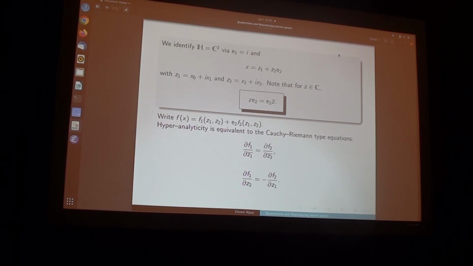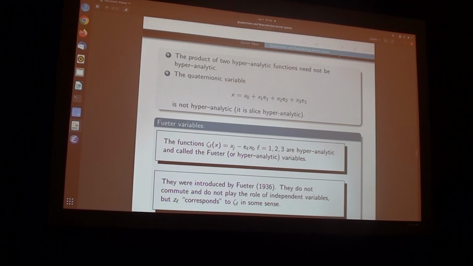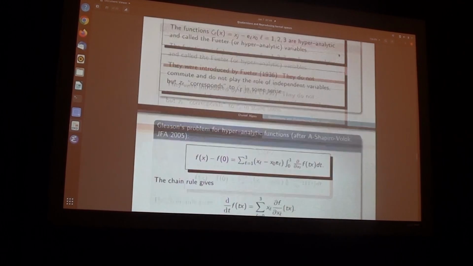So every time you have results in the hypercomplex setting, you can also transfer them into interesting results in complex variables. And it's also true for bicomplex numbers, not only for the quaternion setting. Now, what is interesting is what doesn't work, of course. The product of two hyperanalytic functions is not hyperanalytic, and the quaternion variable is not hyperanalytic, so these are two strong obstructions. But Fueter introduced in the 30s building blocks, if you want, from which you can build hyperanalytic functions.